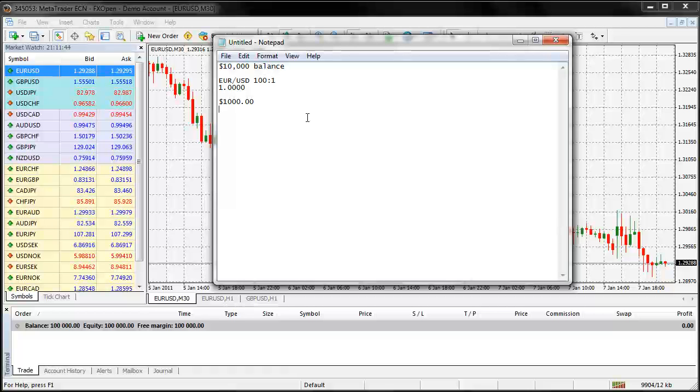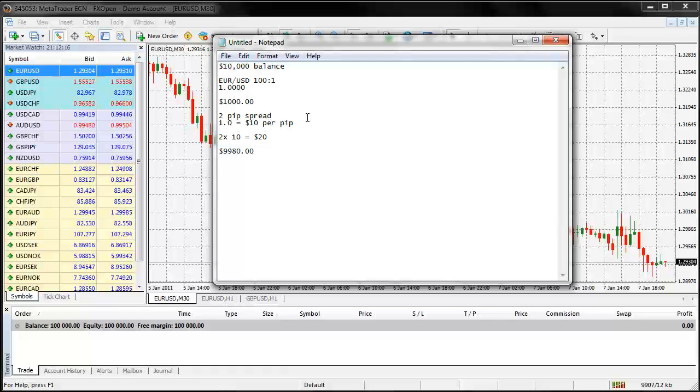My equity will be affected by the pip spread. The pip spread is, say, 2 pips charged by the broker, and if I'm trading at one lot, that equals $10 per pip. So 2 times $10 equals $20. That $20 needs to come off that 10 grand, and that's now my equity.